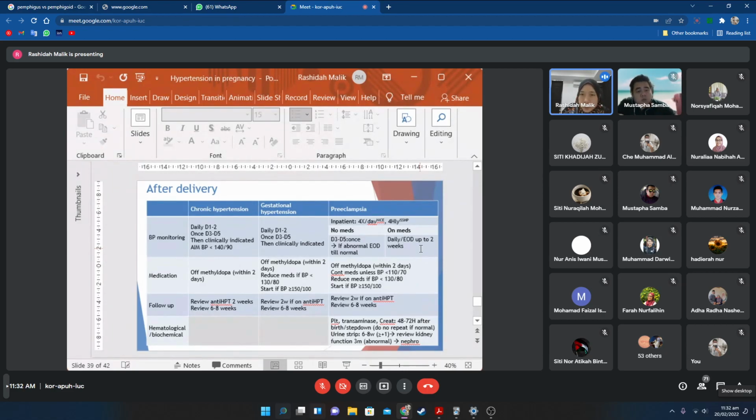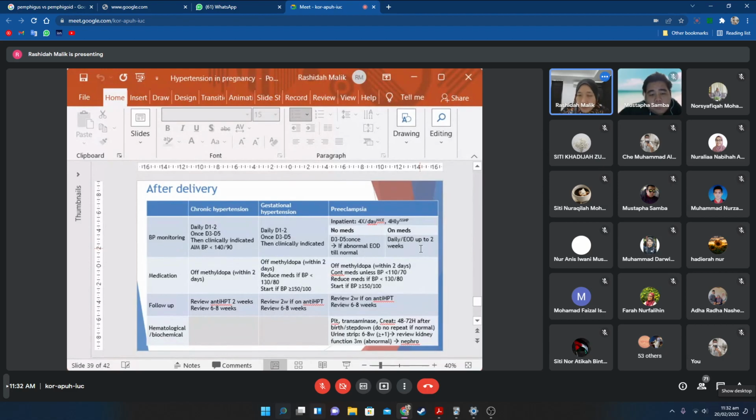So while inpatient, you will check the blood pressure 6 hourly or 4 hourly, which we are doing in the hospital. If not on medications, it's more or less similar to the chronic or gestational hypertension, once on day 3 to day 5, then every other day until it's normal.